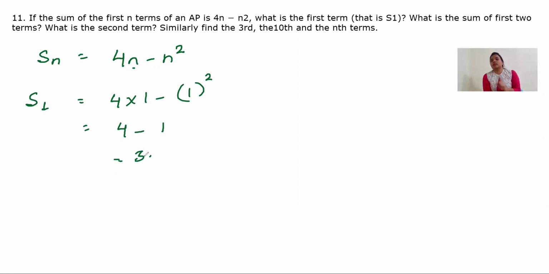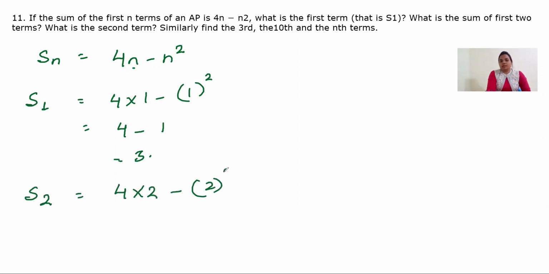Clear? Now they're asking what is the sum of first two terms. So first two terms means S2 and that will be equal to 4 into 2 minus 2 square. So this is equal to 8 minus 4 and this will be equal to 4. So our S1 is 3, S2 is 4.